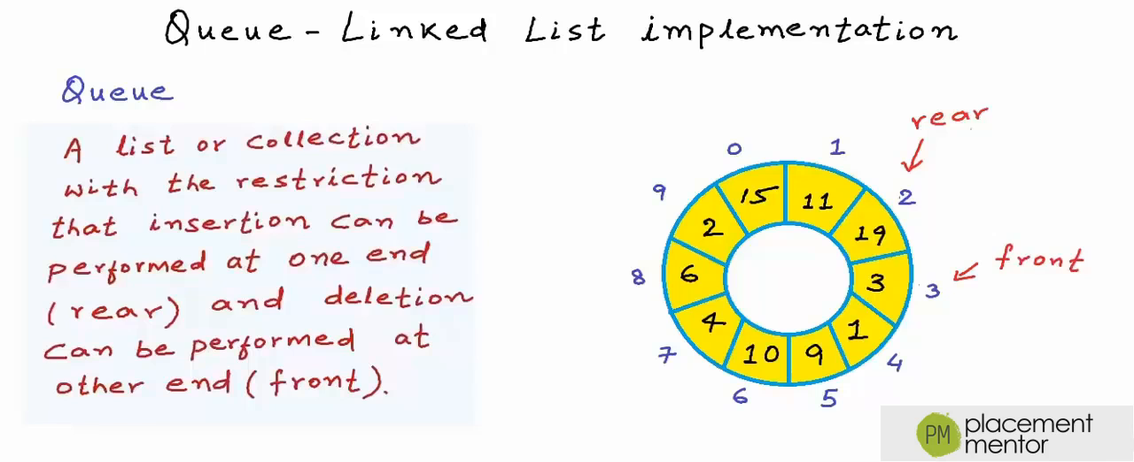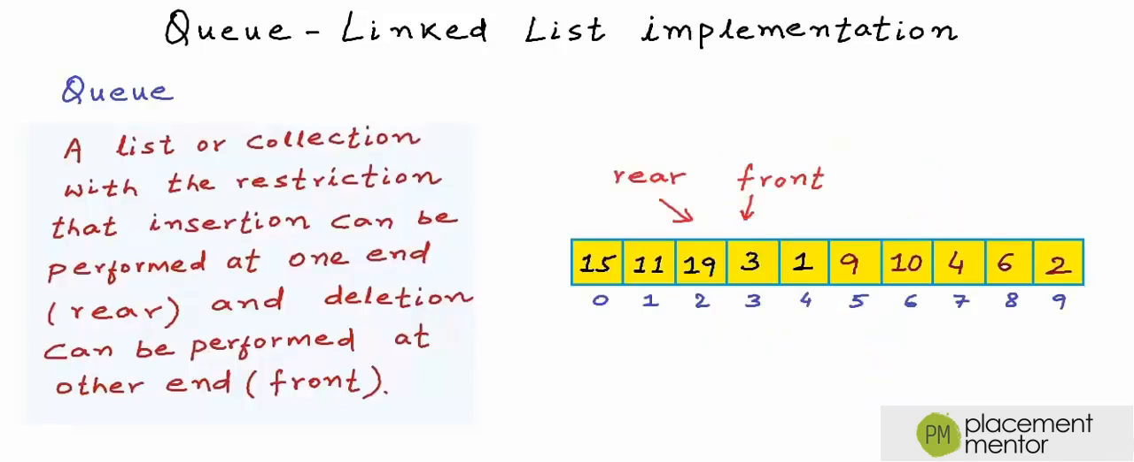We can avoid this problem if we will use linked list to implement queue. Please note that this representation of circular array that I'm showing here is only a logical way of looking at an array. We can show this array like this also.